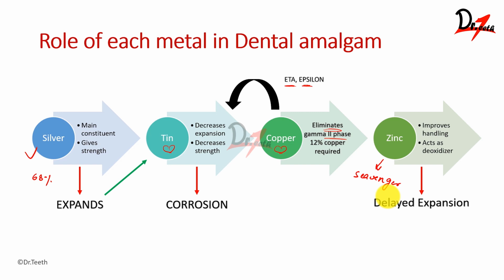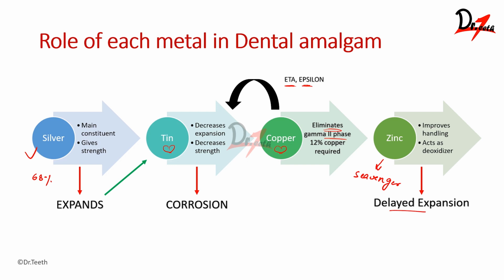Now the question arises, when we have zinc free alloys, what happens to the oxygen? What do we do with that? In that case, when we have zinc free alloys, oxidation is prevented by carrying out the procedure in an inert atmosphere. So when we have an inert atmosphere, obviously there is no oxygen, so we won't need zinc. But there is a problem with zinc. It causes delayed expansion. For example, let us suppose we have amalgam and that amalgam is contaminated with oral fluid, saliva. That restoration will undergo delayed expansion.